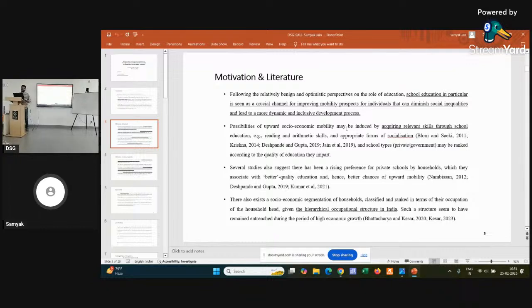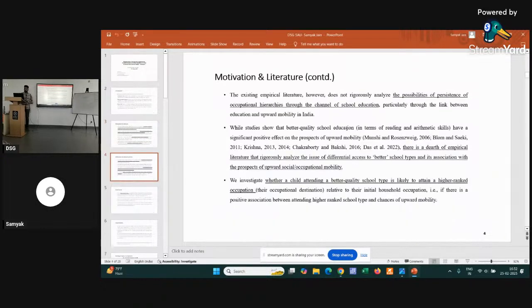In parallel, in the economy, there also exists a socioeconomic segmentation of households, which means that by the occupation of the household, children might be able to access different kinds of schools, which might lead to different possibilities of their occupational movements. But one thing that came up in this discussion is that private schools might be providing better quality of education, and government schools might be providing poor quality of education.